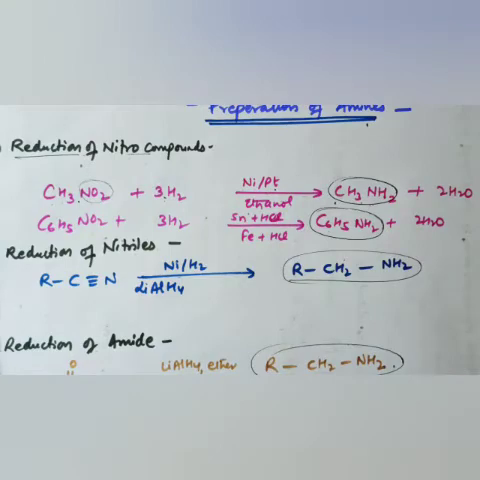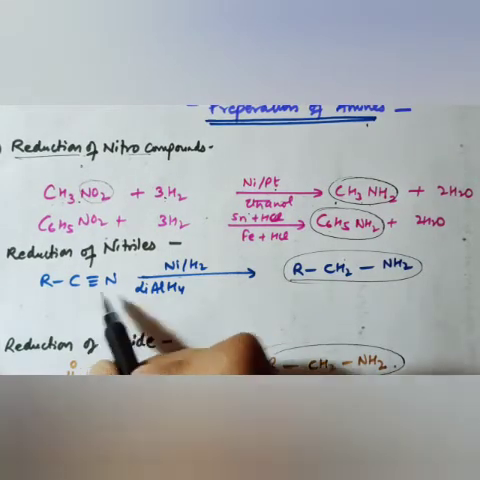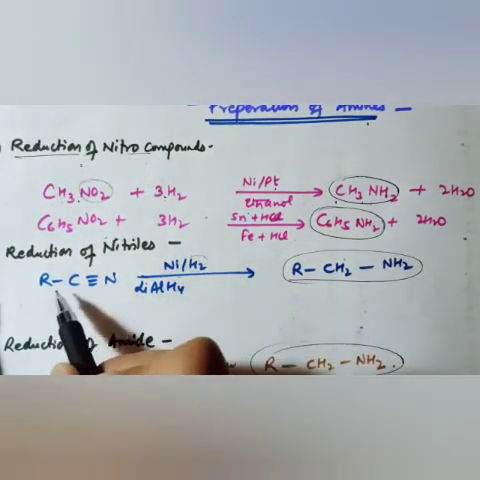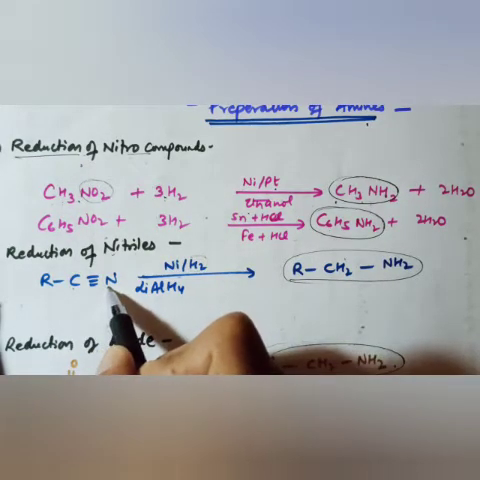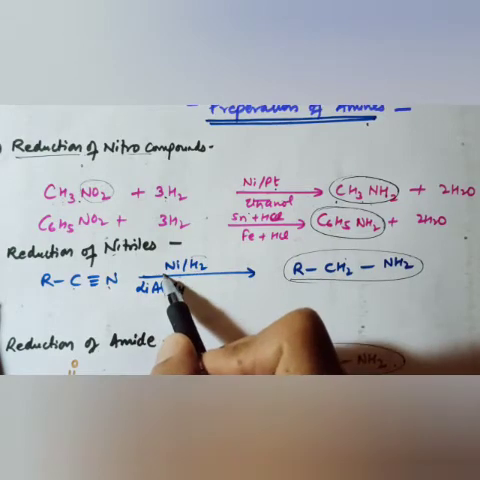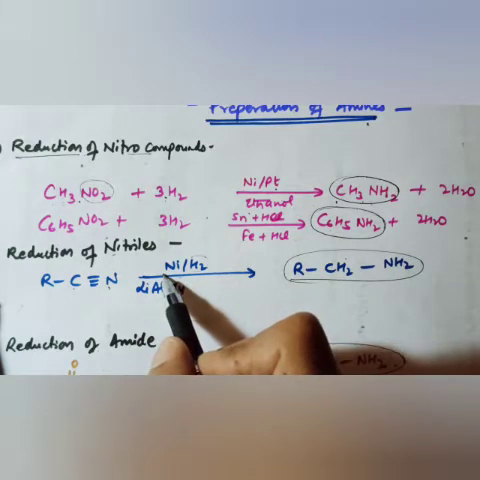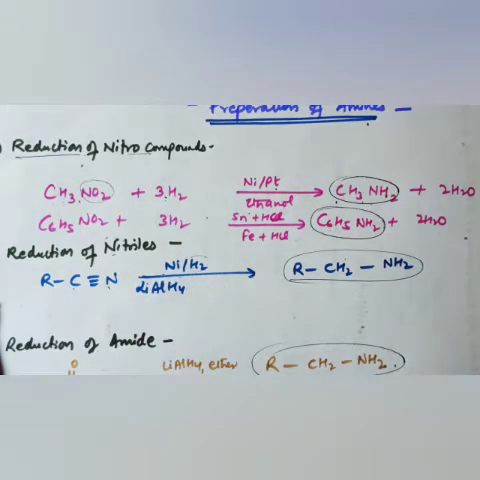Second is reduction of nitrile. Again, reduction is there, so we are adding H2. Nitrile formula is C triple bond N. So reduction of nitrile with lithium aluminum hydride or catalytic hydrogenation produces the primary amine.